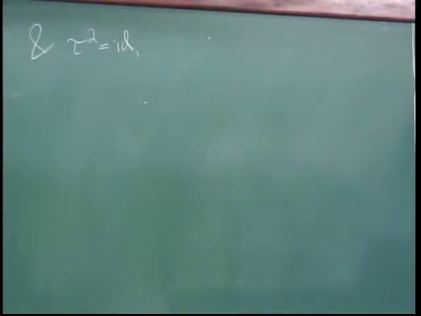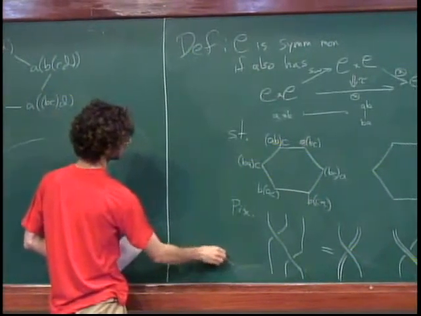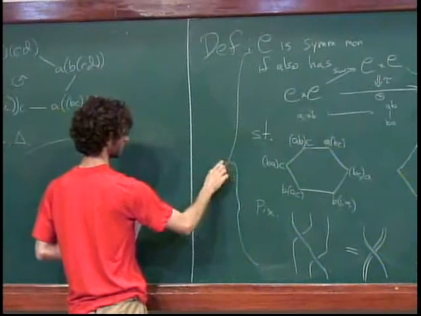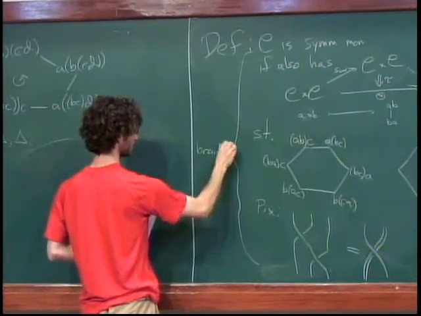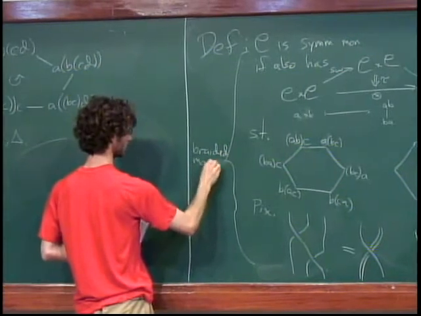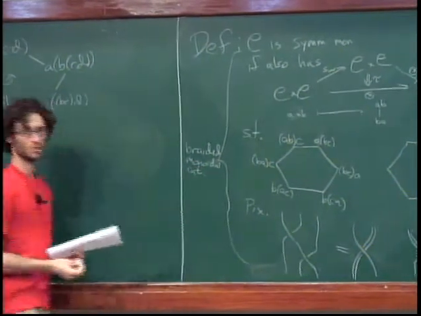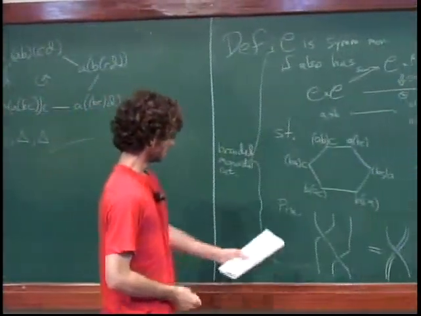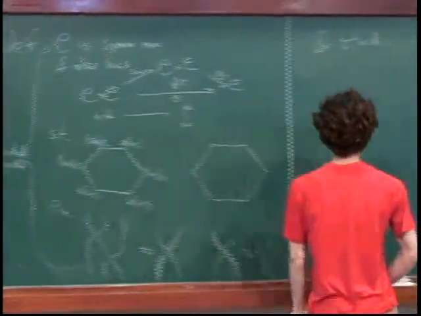But if I'd omitted that very last part, if I just had this much, then that's what's called a braided monoidal category, which is going to come up a lot during these lectures. And you can start to see why it's called a braided monoidal category by these pictures.